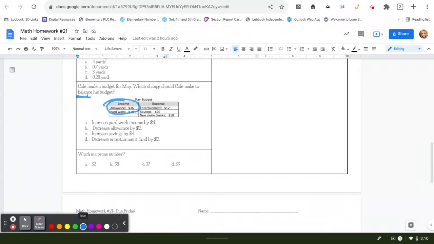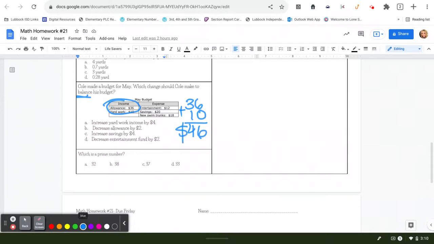So his income, that's his money that he's making, right? So we're going to start by figuring out what his income is. He made $36 for allowance and $10 for his yard work. When you add those up, you get 46. So that's how much money he has.